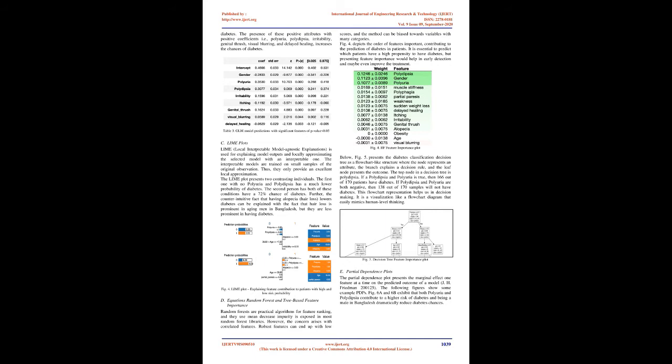Table 2 exhibits a GLM model output with all variables. The attributes which are statistically significant for diabetes prediction are gender, polyuria, polydipsia, irritability, itching, genital thrush, visual blurring, and delayed healing. The presence of these attributes with positive coefficients, i.e., polyuria, polydipsia, irritability, genital thrush, visual blurring, and delayed healing, increases the chances of diabetes.